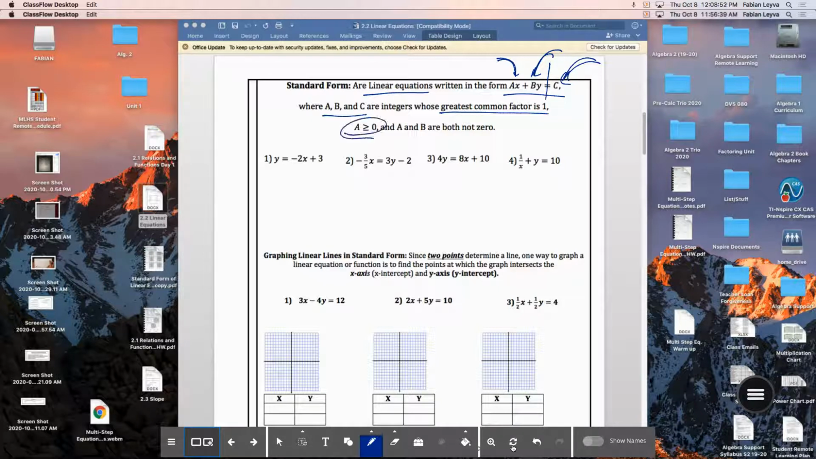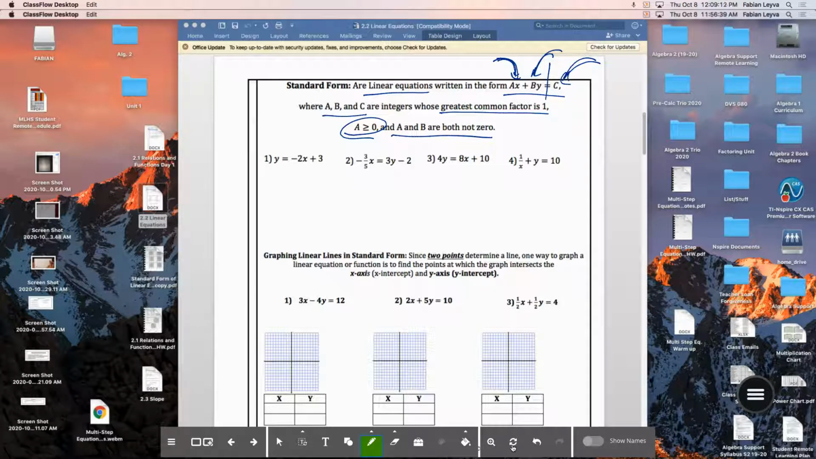Your a has to be greater than or equal to 0. So that means that your x, your coefficient of x, always has to be positive. And of course, your a and b are both non-zero, because if they are 0, then they will start canceling out stuff. Now, that is a very wordy definition, but you'll see that once we practice these in the order I like to do these, they become a lot easier.